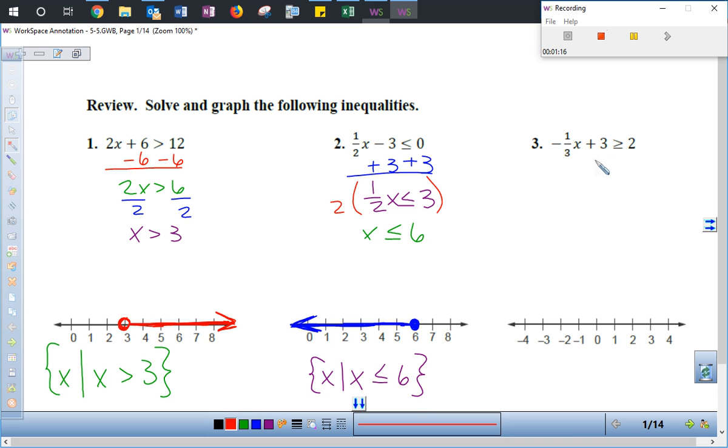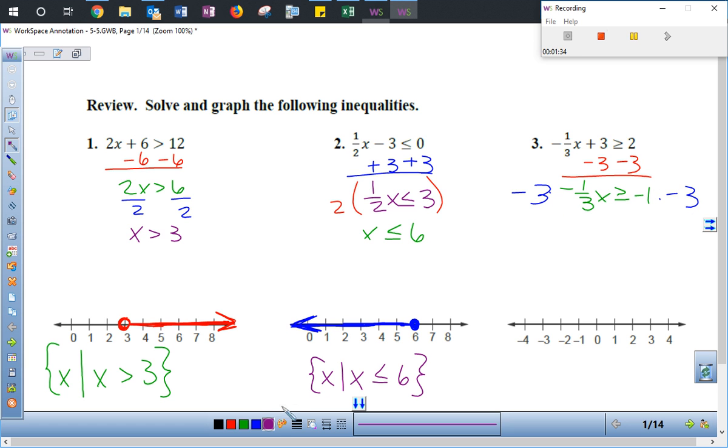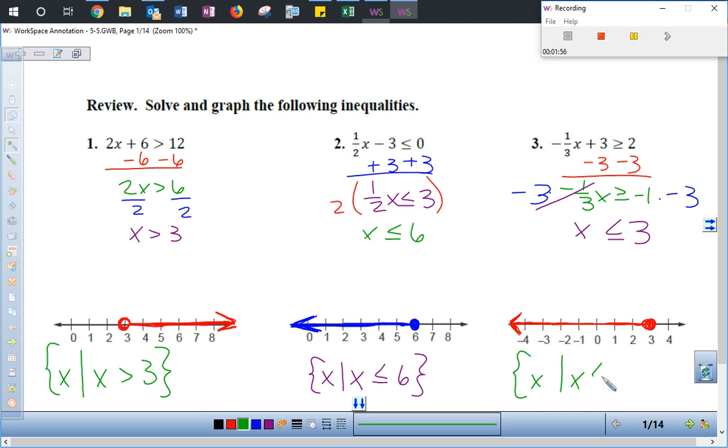On number 3 to solve, we're going to subtract 3 from each side. And we'll be left with negative 1/3 x is greater than or equal to negative 1. Multiply each side by negative 3, and these will cancel out and leave me with x. Negative 1 times negative 3 is a positive 3, and since I multiplied by a negative, my symbol switches, and now it's less than or equal to. So on my number line, that'll be a closed dot on 3 with an arrow going to the left. Then we'll have this set of all x's such that x is less than or equal to 3.